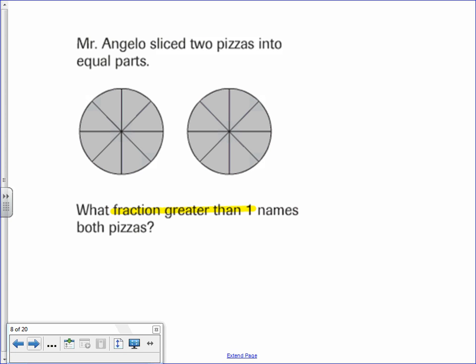I will tell you, without you having to count because you're sitting far away, that each pizza is cut into eighths. Who can figure out the fraction greater than 1 that names the pizzas? They're cut into eighths. Who can tell me the whole number that names the pizzas first? Tell me the whole number. How many pizzas are there? How many whole pizzas? Christina? 2 whole pizzas. Okay, so we know that there are 2 whole pizzas.